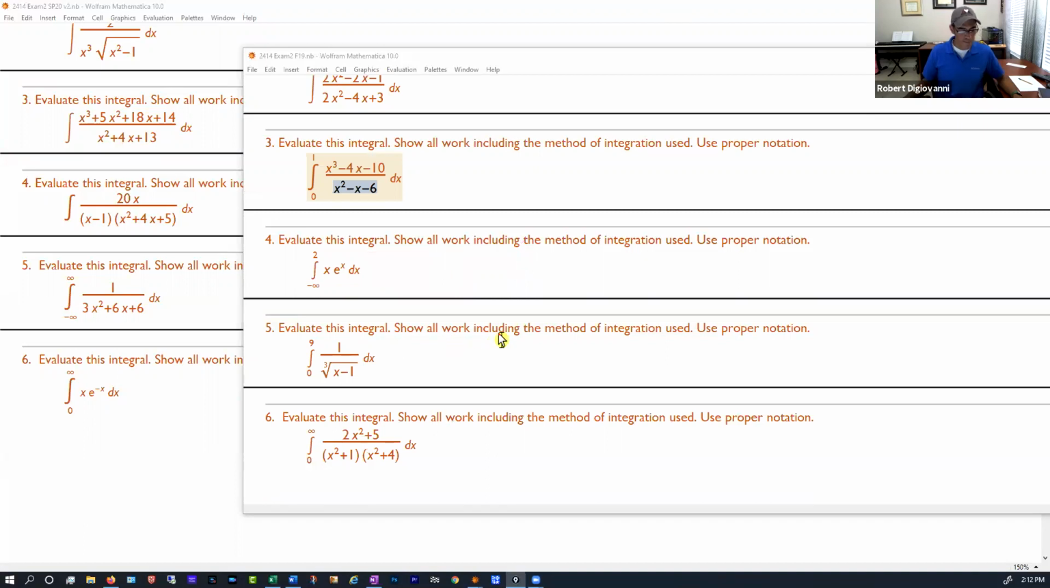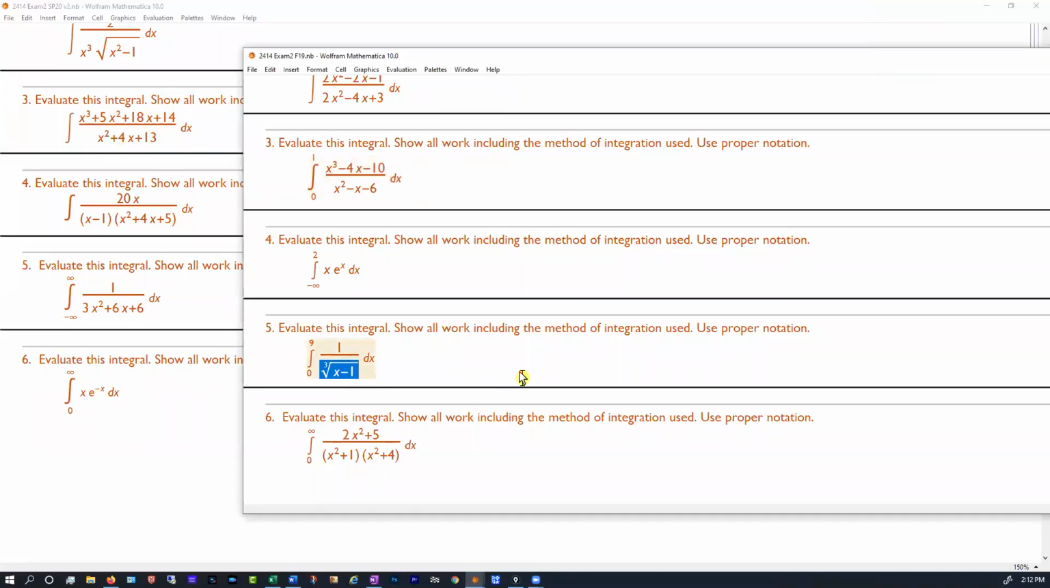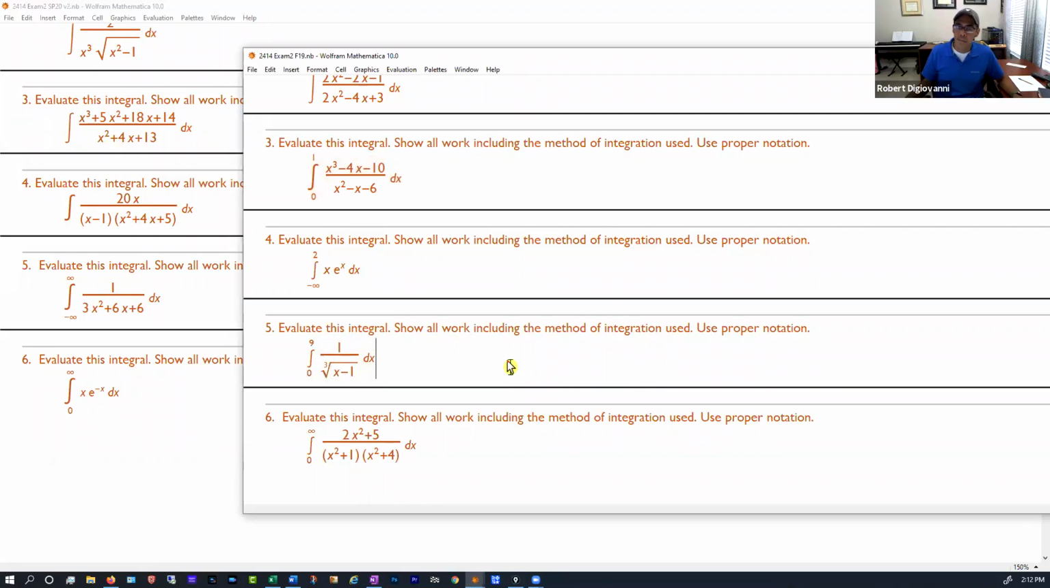Look at number 5. Where do we have a problem? When x is 1. Is 1 in our interval? Yes. So that's a type 2 improper integral. And then look at number 6. It's an improper type 1, but you've got to do partial fraction decomposition because you have 2 irreducible quadratics on the bottom. So, I mean, this is just, again, to give you a flavor of some stuff I've asked previous classes.